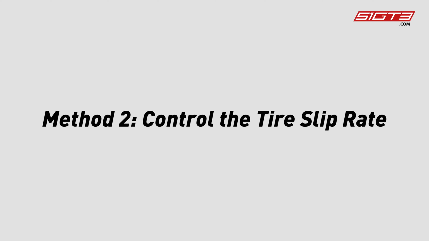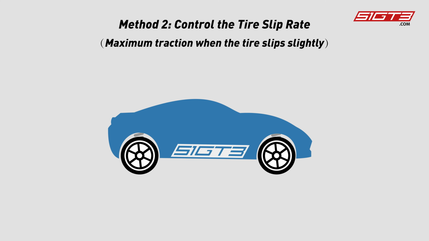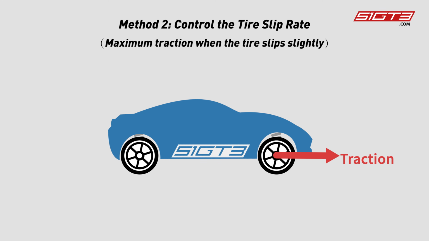Let's look at method 2. Control the tire slip rate. First of all, we need to know that the acceleration of the car is driven by the traction generated by the friction between the tires and the ground. The more traction, the faster the car accelerates. But contrary to what most people think, the most traction is gained when the tires are slightly slippery.